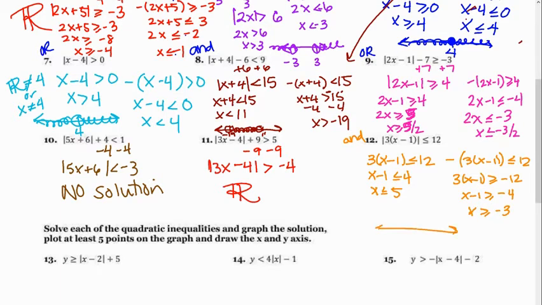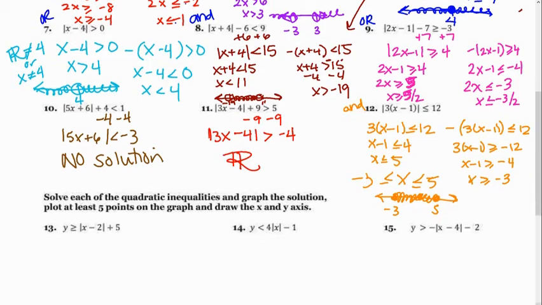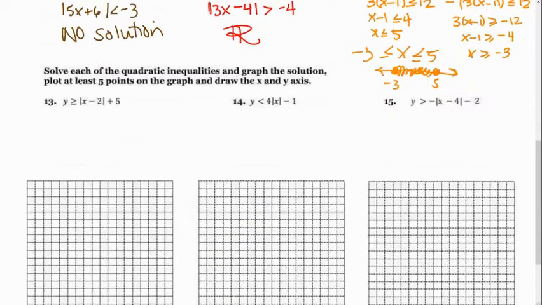Let's check it out. I want greater than -3, less than 5. I did an and statement, so my answer would look like this. Okay, that is the solving with one variable inequalities.